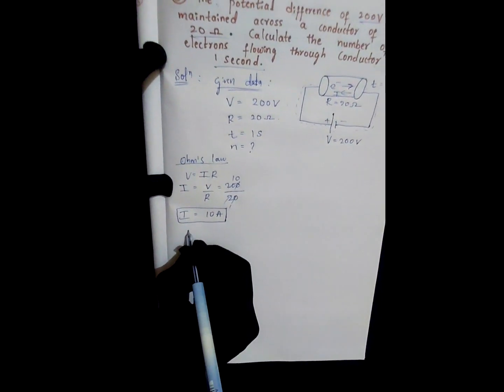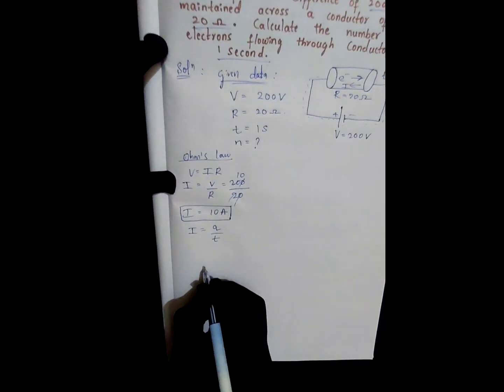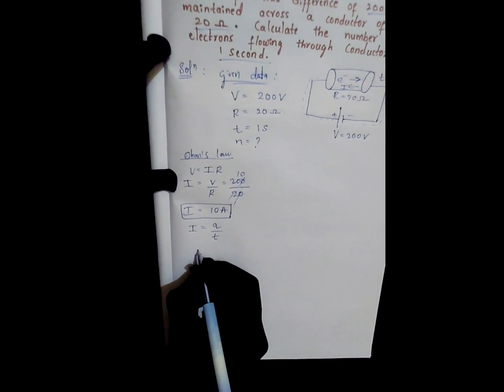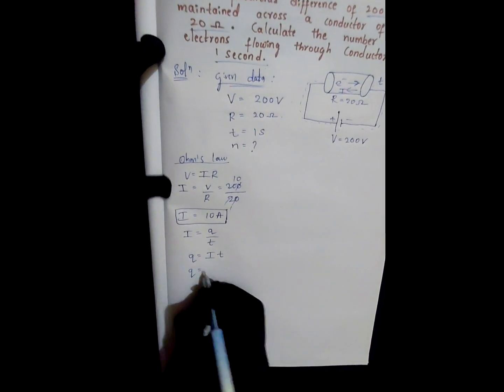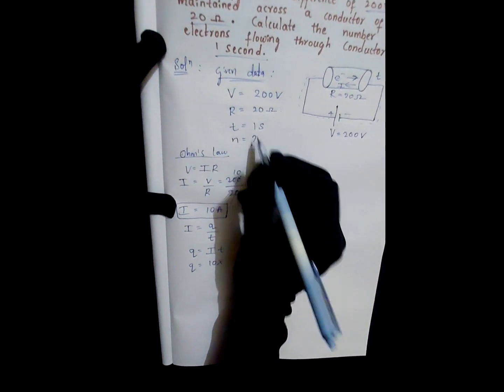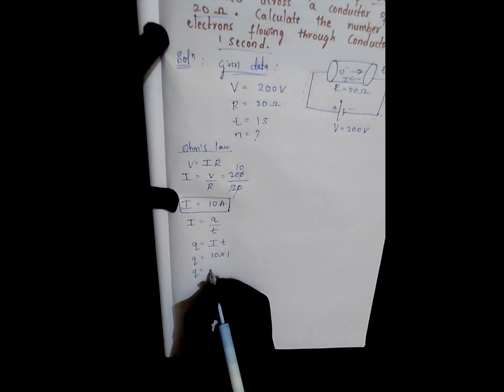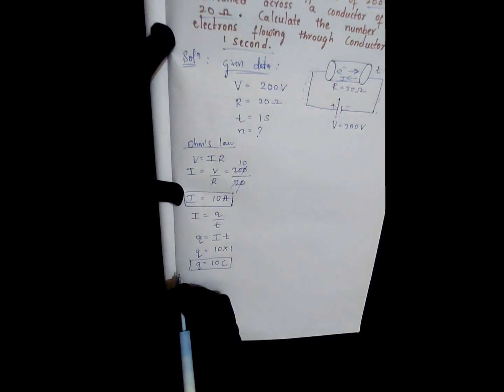Now we know another formula for current, that is I equal to Q divided by T. Then we need to find the value of charge. Q equal to I into T. Q equal to I value 10 into time value 1 second. So Q equal to 10 coulombs.